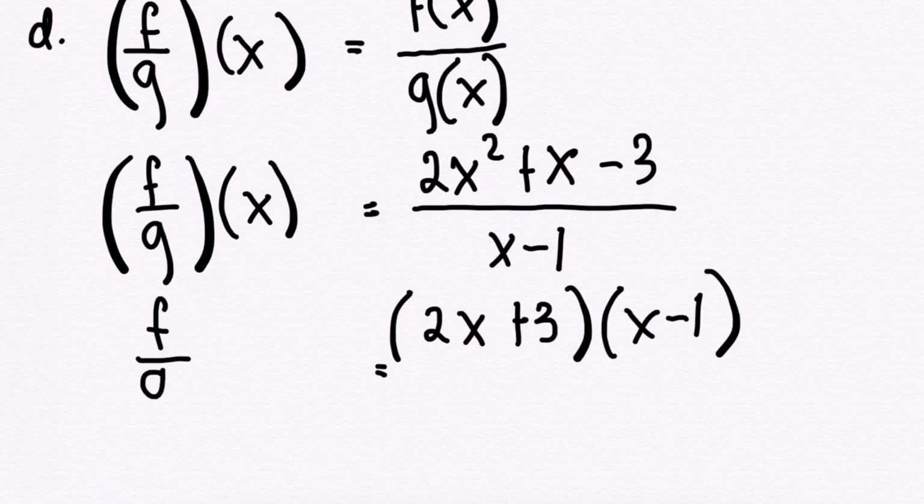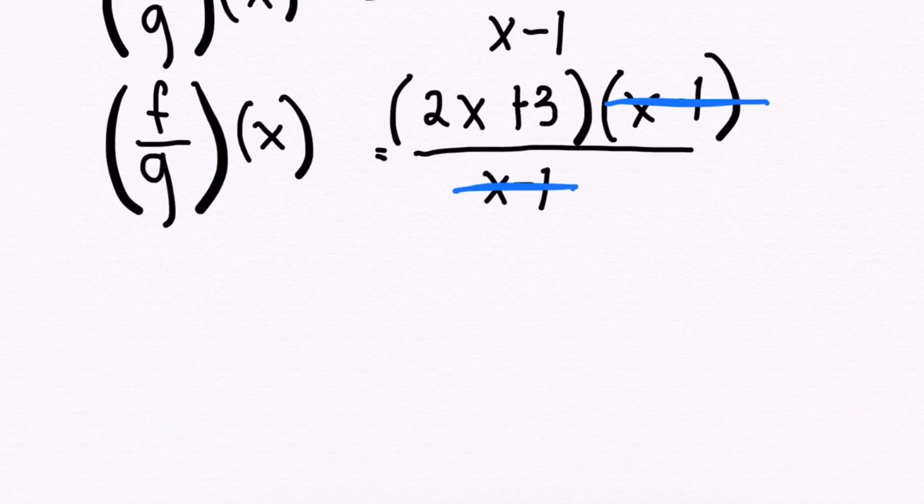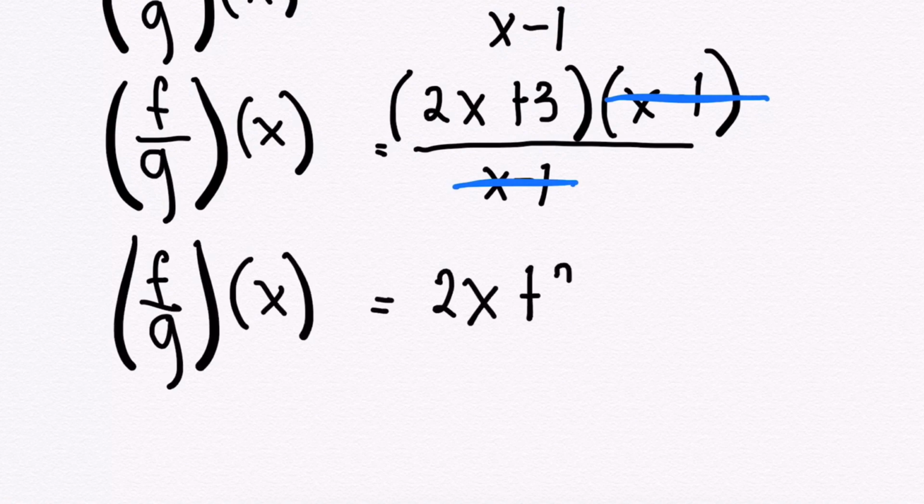So f divided by g of x is equal to 2x plus 3 times x minus 1 all over x minus 1. We can now cancel x minus 1 in the numerator and in the denominator. Therefore, f divided by g of x is equal to 2x plus 3.